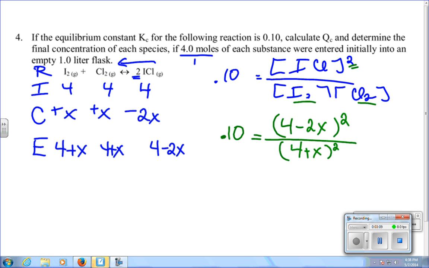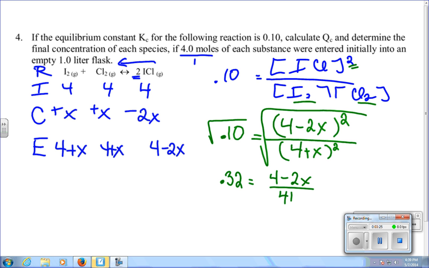So what I'm going to do is square both sides, or take the square root of both sides to get rid of these little squares that I have. And so I know the square root of 0.1 is 0.32. And then I work out this, which is now 4 minus 2X over 4 plus X. So then I'm just going to go through the process and isolate X. So 0.32 times 4 plus X is equal to 4 minus 2X.